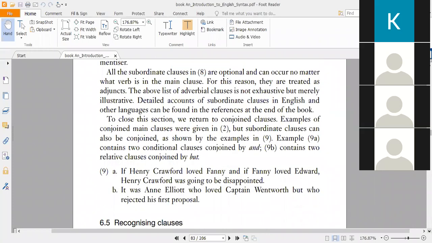All the subordinating conjunctions in 8 are optional and can occur no matter what verb is in the main clause. For this reason, they are treated as adjuncts. The above list of adverbial clauses is not exhaustive but merely illustrative. Detailed accounts of subordinate clauses in English and other languages can be found in the references at the end of the book.